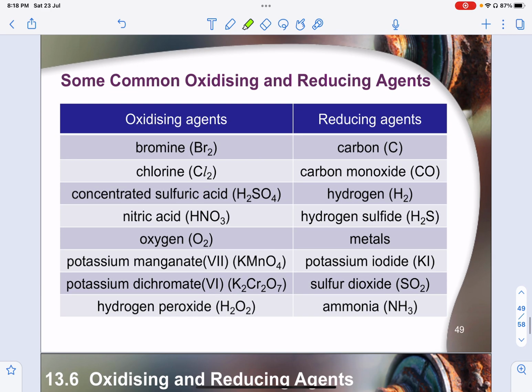So these are the common oxidizing agents and common reducing agents. One of the more common ones is your potassium manganate as well as your dichromate. Why? Because the color is very distinct. Potassium manganate is purple, and when it has oxidized something else, you will see a change in the color. It becomes colorless. The other common one is your potassium iodide, which is colorless and turns a more or less yellowish kind of color, which you will see later on.